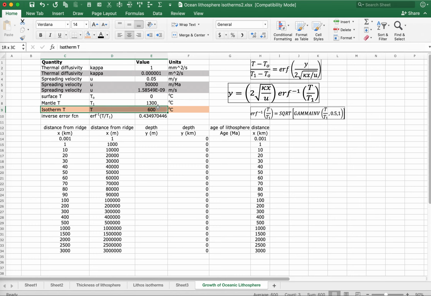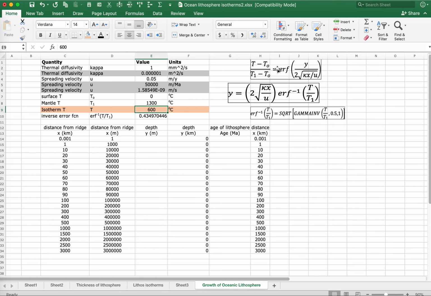We're going to look at the depth of an isotherm. In this case, it's going to be the isotherm of 600 degrees centigrade. So that is our T of interest, the T with no subscript. And that'll be relative to T naught, a surface temperature of 0 degrees, and T1, a deep mantle temperature of 1300 degrees. So that 600 degree isotherm will be sandwiched between these cold and hot temperatures. At what depth will it be relative to these cold and hot temperatures? Well, it depends on the age and effectively the thickness of the lithosphere. So we'll take a look at how that works out.